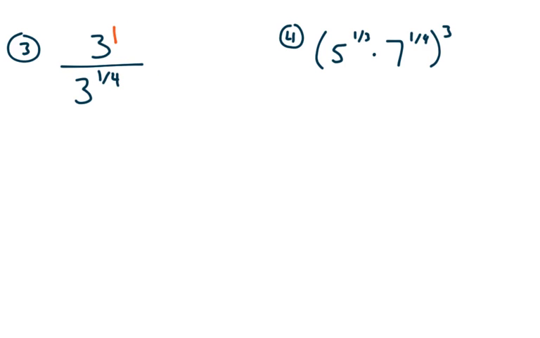So what we need to do first is make sure we have a common denominator. In this case, we can think of this as 1 over 1. This would be 4. Our common denominator here would be 4. So we'll say 3 to the 4/4 over 3 to the 1/4. And we have a common denominator, so we just subtract.